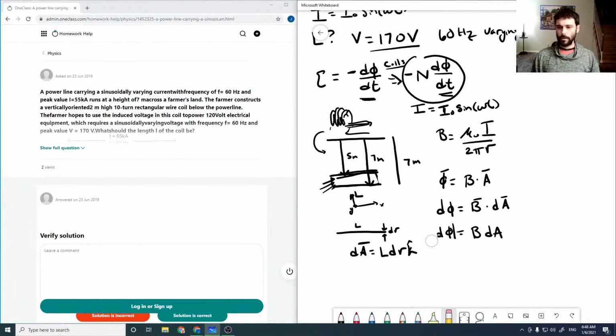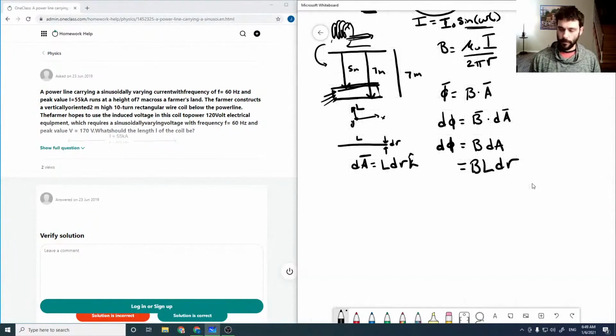Maybe I'll let the sign take care of itself, because it'll always be in the k hat direction, but the sign of omega t will give us our plus or minus sign. So that should be fine. Okay, so it's B dA, and so that's B L dr. And so now we want our total flux, so we need to integrate it from 5 to 7.